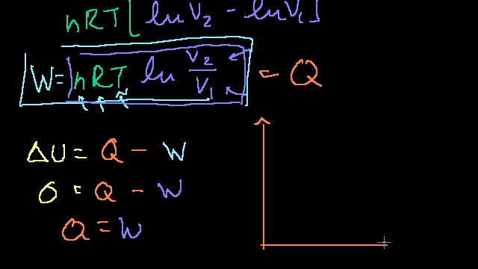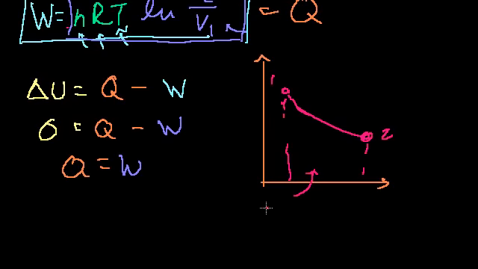Make a neat drawing here. We started here at state 1, and we moved along this rectangular hyperbola, which is an isotherm, to state 2. And now we could have calculated the area under this, which is the work done, which was this value right here. Let me write it there. It's nRT natural log of V2 over V1. This is V2. This is V1. This whole axis, remember, was the V axis, volume axis. This axis here was the pressure axis.